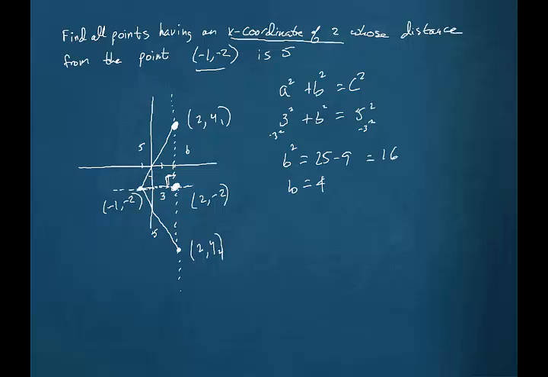So the dot 2, y1 is 4 units from the dot 2, -2. So we'll add 4 to -2, which would give us a y1 value of 2. The dot below this dot 2, -2 is also 4 units below, so its y-coordinate would be -6.